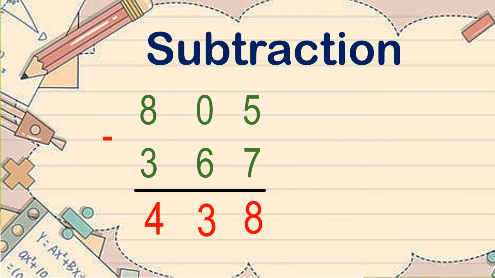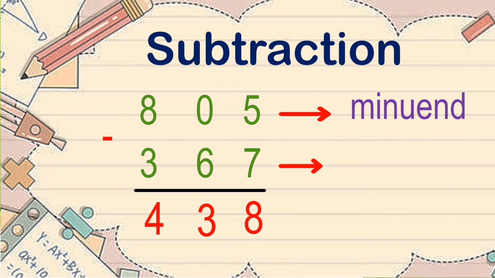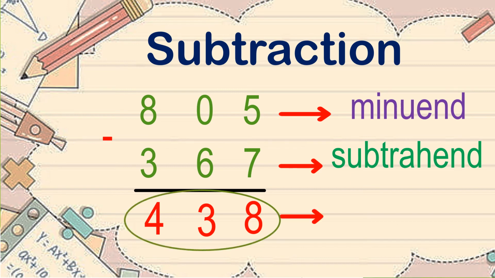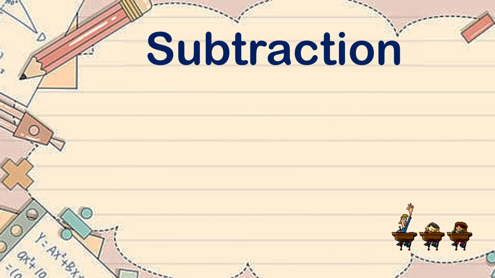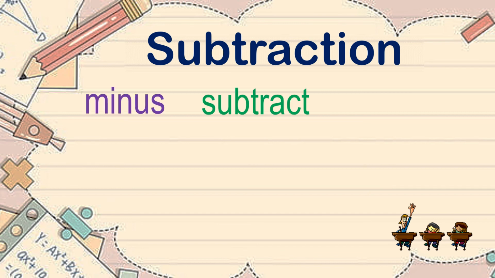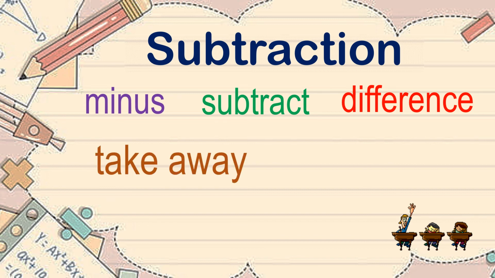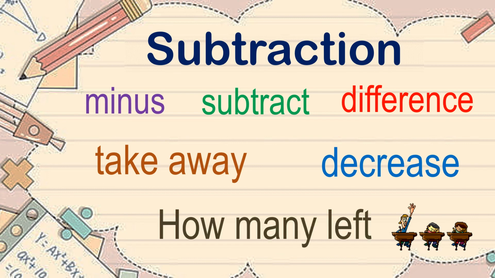In a subtraction problem, the bigger number on the top, which is the number we subtracted from, is called the minuend. And the number below is called the subtrahend. And the answer in a subtraction problem is called the difference. Therefore, if the problem is asking you to find the difference, all you have to do is to subtract the given quantities. Here are some words that mean the same as subtraction. Words like minus, subtract, difference, take away, decrease, and how many left.